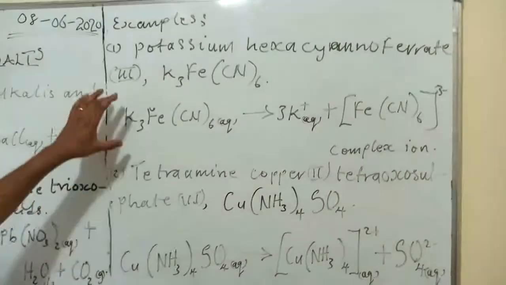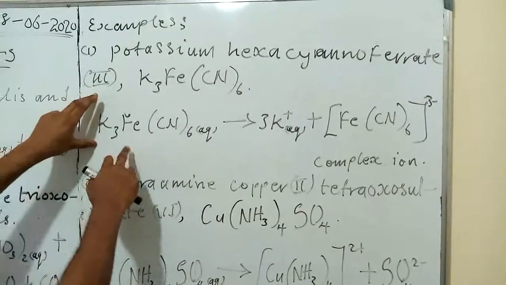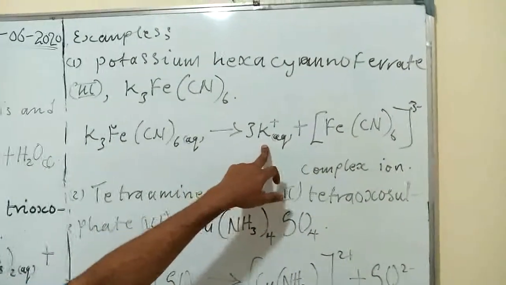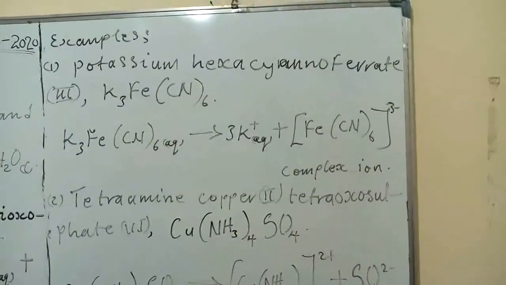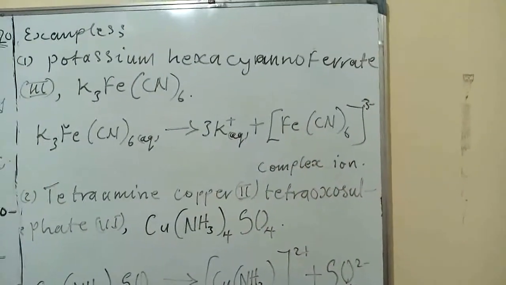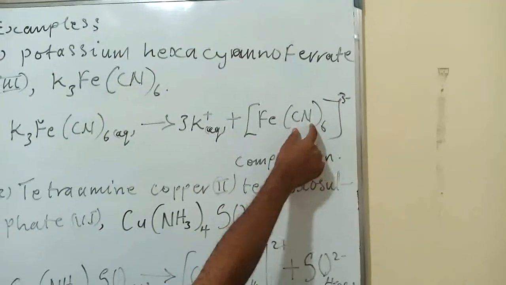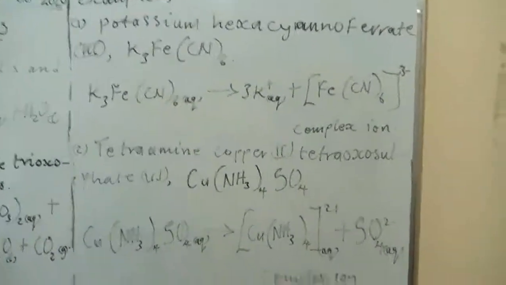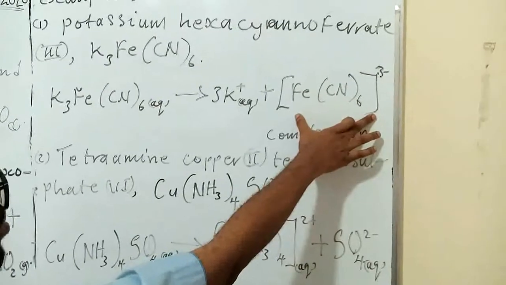Now, if we are to look at the complex ion of this salt, it is what I've just analyzed. You see there are 3 moles of potassium ion, plus the complex ion itself, which is Fe(CN)6. That's the ligand, CN. Don't forget I told you about the ligand. That's the cyano, that's CN. The complex is cyanoferrate.